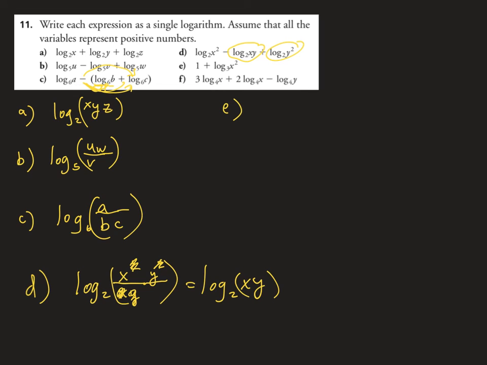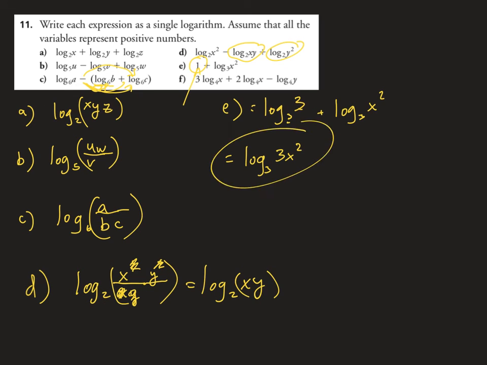Part E, this is going to be log base 3 of 3. I'm trying to get that 1 as a logarithm, so log base 3 of 3 will do it. That's just equal to 1. And plus log base 3 of x squared. So we could say this is the log base 3 of 3x squared. And then we get F. So I just want to reread: each expression is a single log, we did that. Assume that all the variables represent positive numbers. Yeah, okay, that works.